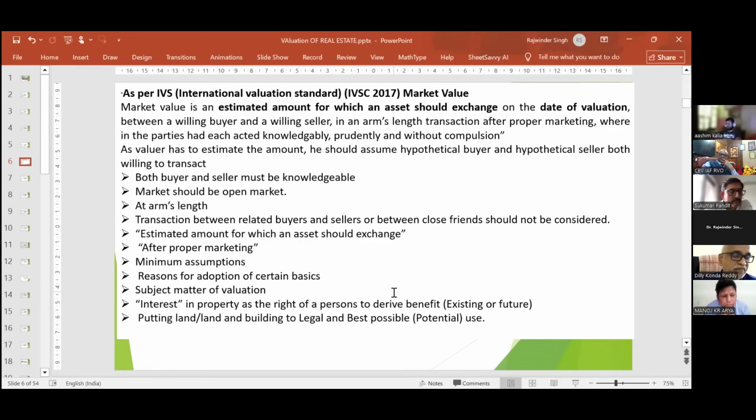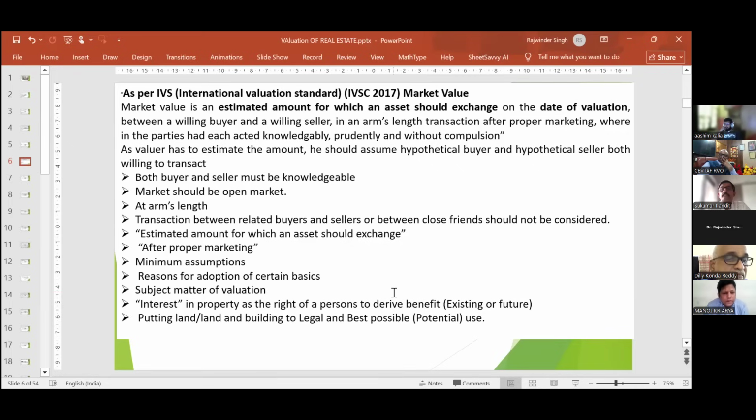And on the basis of 2-3 transactions, you will make certain adjustments in them because of difference in the location, because of difference in the amenities, because of difference of many other things. You will make certain assumptions. On the basis of that assumption, you will assume the cost per unit land.